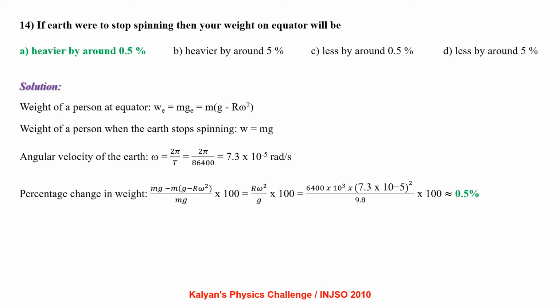So the percentage change in weight is (mg minus m(g minus r omega squared)) by mg, into 100. Upon substituting the values, we get it to be 0.5%.